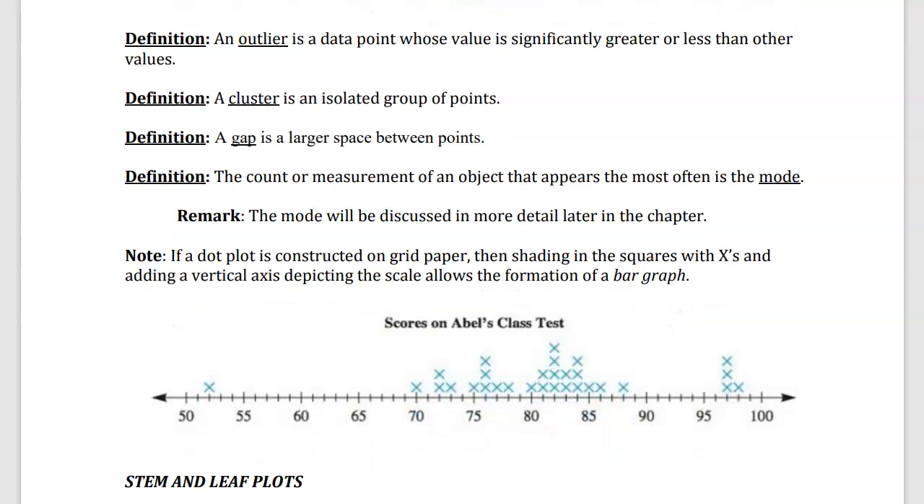If you do this on grid paper, then you can shade, and it'll look just like a bar graph, like I was talking about. It's like creating bars over these X's instead of just the dots. And that's what a dot plot is.